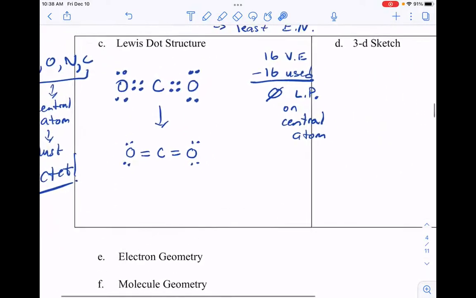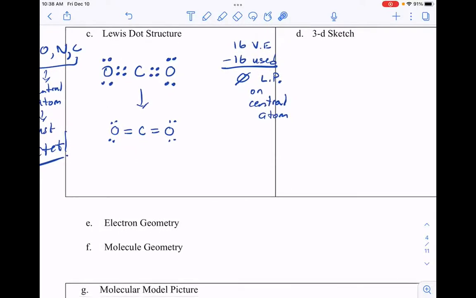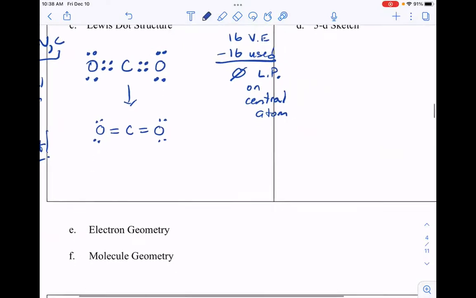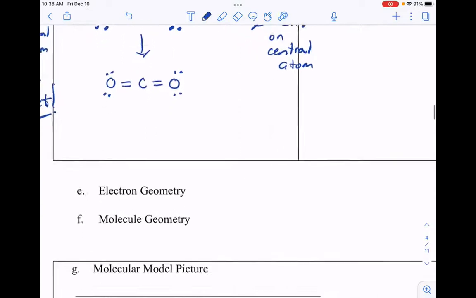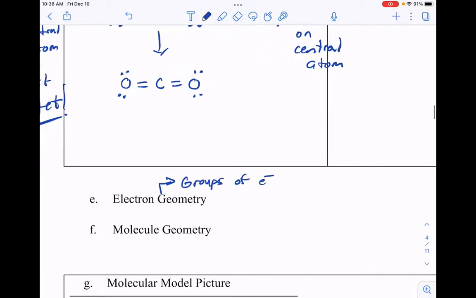Okay. All right. And so lots of things coming out of my math today. Lewis dot structures is just one of those things. Anyways, electron geometry. So we're focused on groups of electrons. How many? 4. Okay.